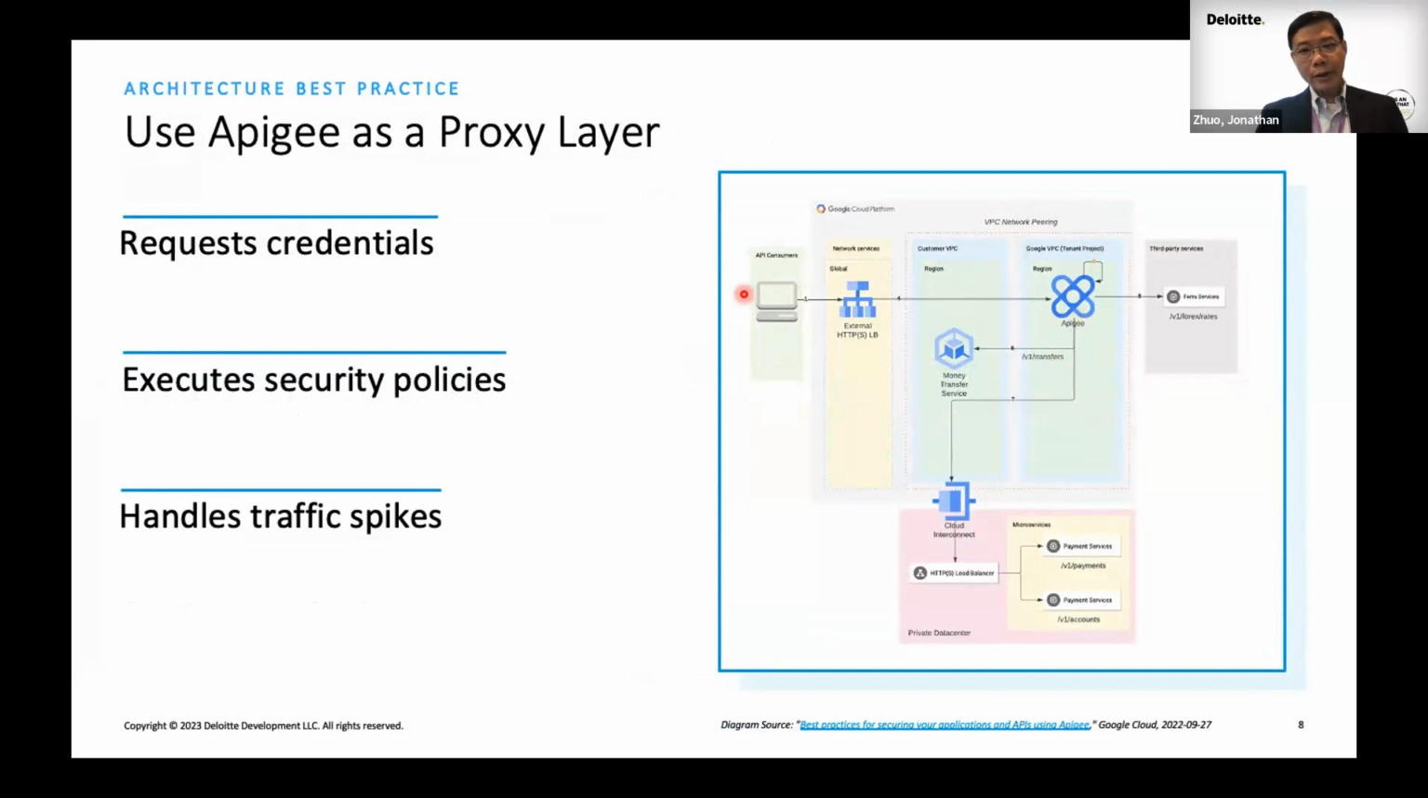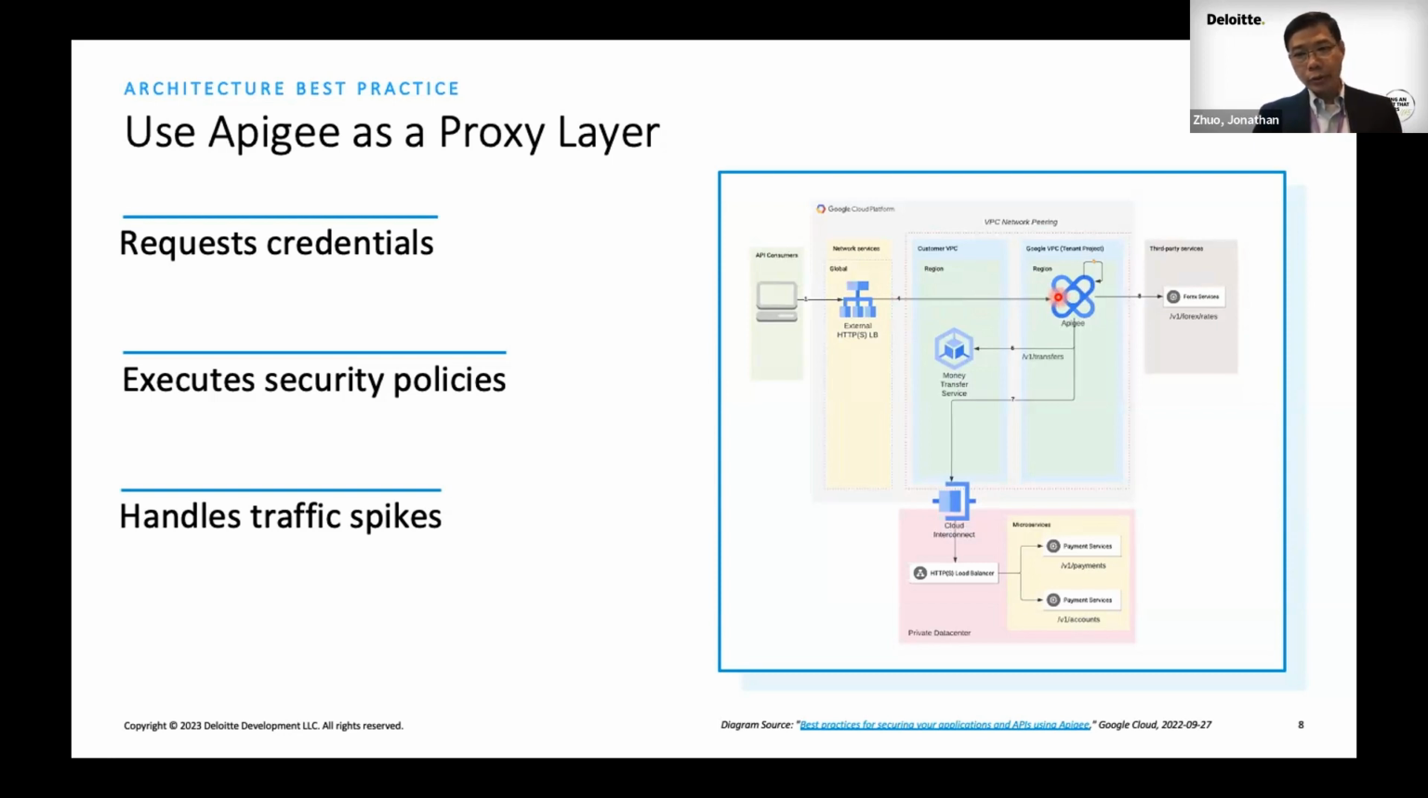So if you look at the traffic flow, the client sends the request to HTTP load balancing with the credentials for the application. For example, an OAuth token. Then HTTPS load balancing routes the request to Apigee. And Apigee processing the request executes the security policy and allows or denies the request, routes the request to the different backends.